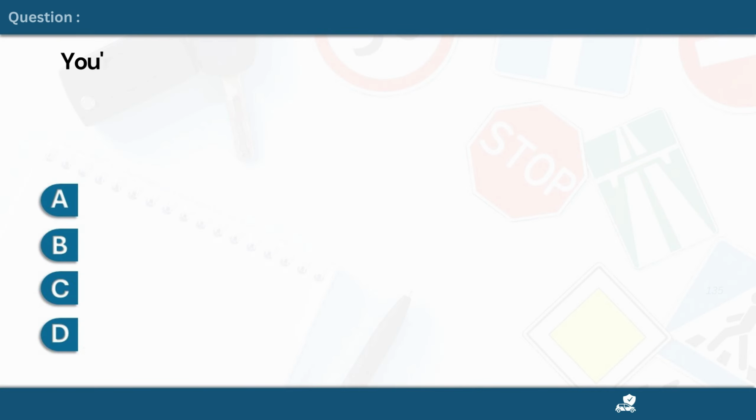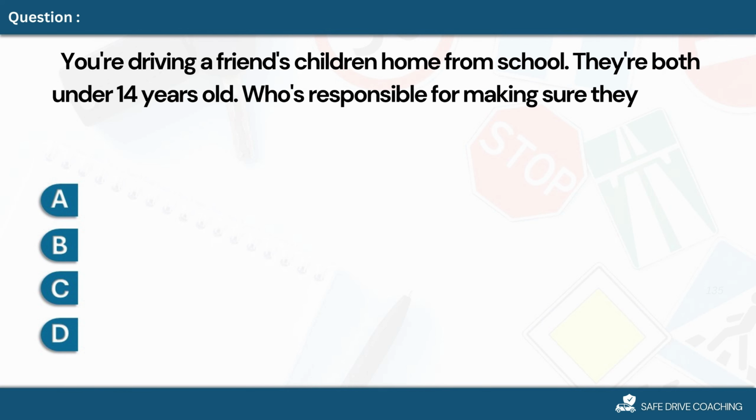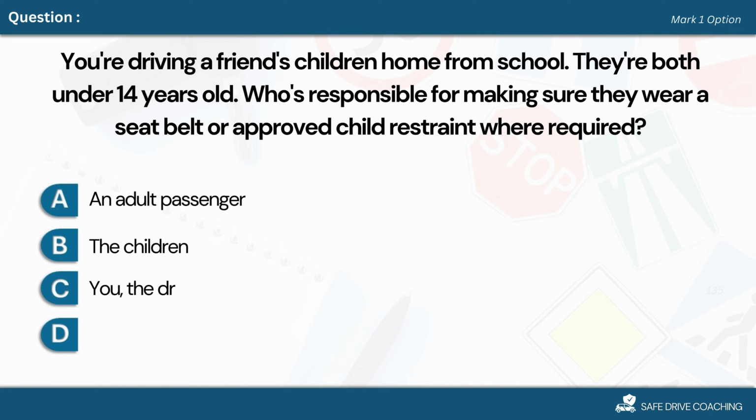You're driving a friend's children home from school. They're both under 14 years old. Who's responsible for making sure they wear a seatbelt or approved child restraint where required? A. An adult passenger. B. The children. C. You, the driver. D. Your friend.